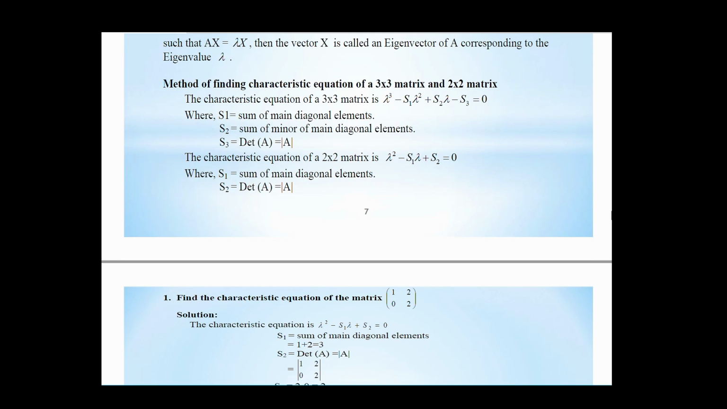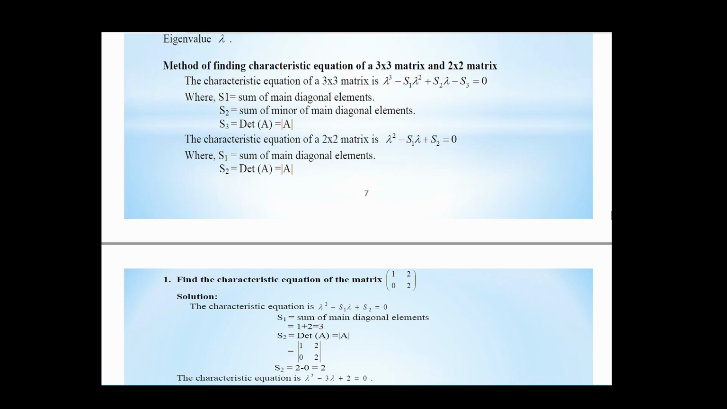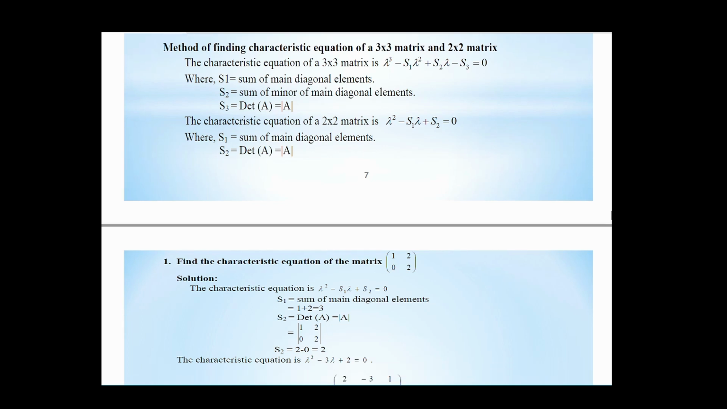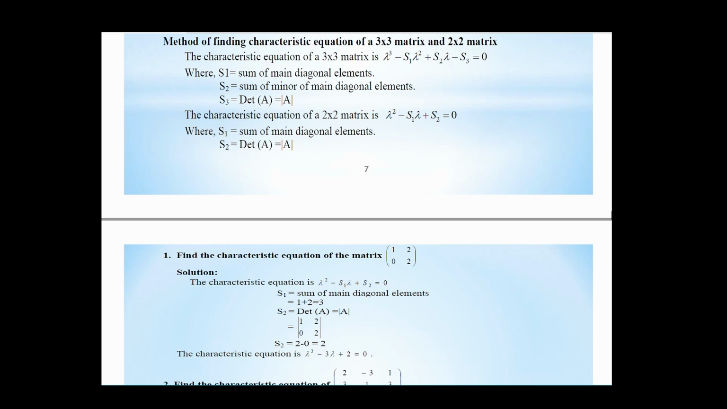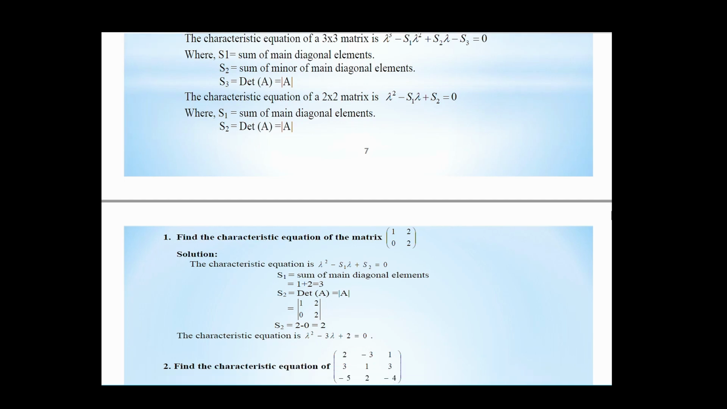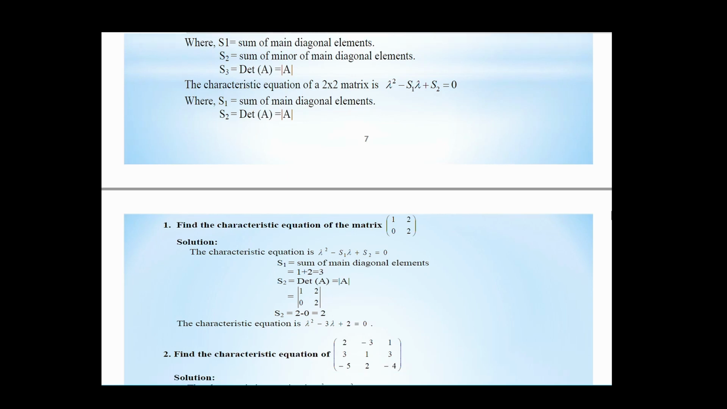The characteristic equation of a 3 by 3 matrix is written as lambda cube minus s1 lambda square plus s2 lambda minus s3 equal to 0. Here s1 is the sum of the main diagonal elements, s2 is the sum of the minors of the main diagonal elements, and s3 is the determinant of A. Similarly, the characteristic equation of a 2 by 2 matrix is lambda square minus s1 lambda plus s2 equal to 0, where s1 is the sum of the main diagonal elements and s2 is the determinant of A. The sum of the main diagonal elements is nothing but the trace of the matrix.